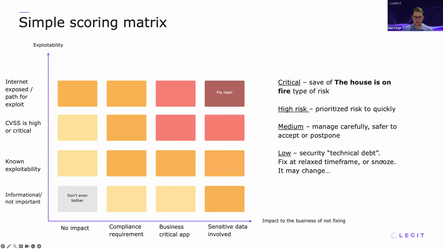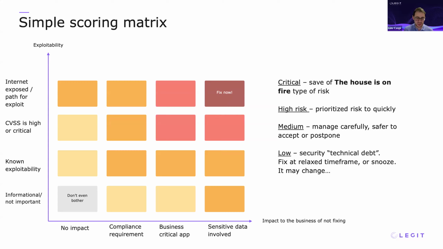So using this diagram as an example, here is a very, very simple calculation that says, if we have something that breaks compliance, is a business critical app, involves sensitive data, and is exposed to the internet, we have to fix it now. That's the fix now thing.